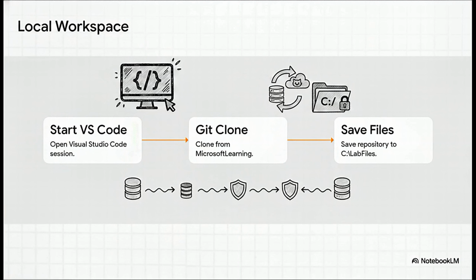First things first, you're going to ensure your local workspace is prepped. You'll clone the lab repository directly from GitHub into a local folder. Specifically, your C drive under the lab files directory using Visual Studio Code. This simply gives you all the scripts you need locally to execute the deployment.